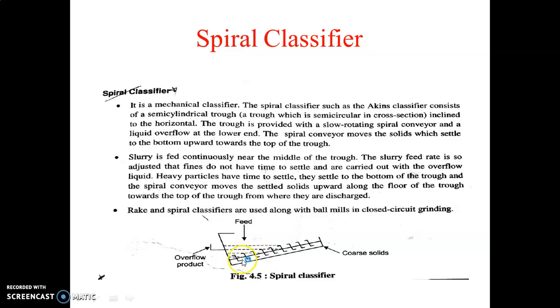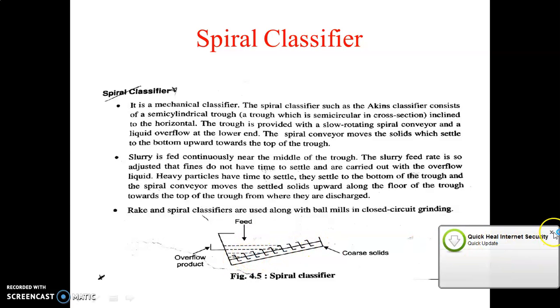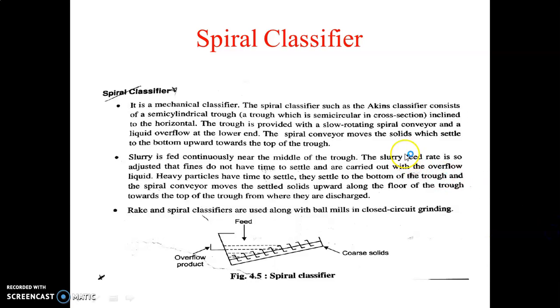The spiral conveyor moves the solid material which settles at the bottom of the trough up to the top of the trough.